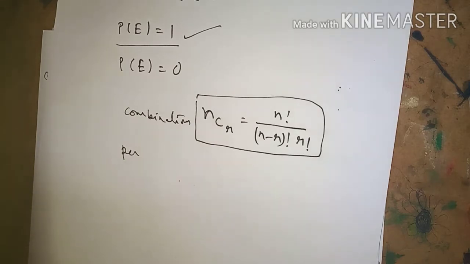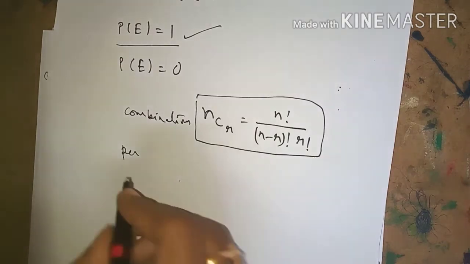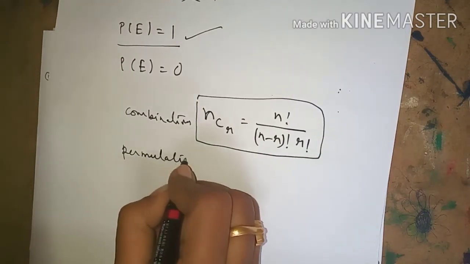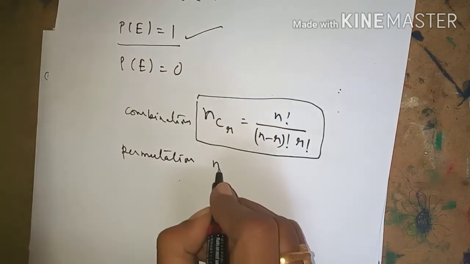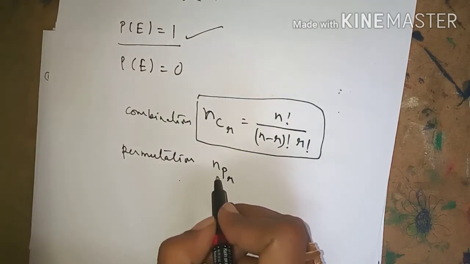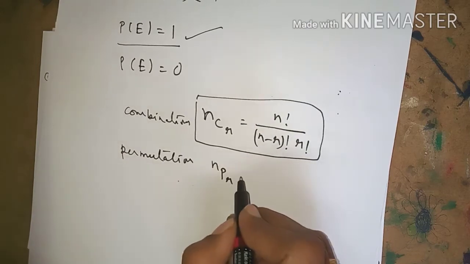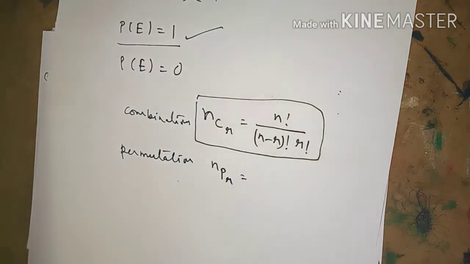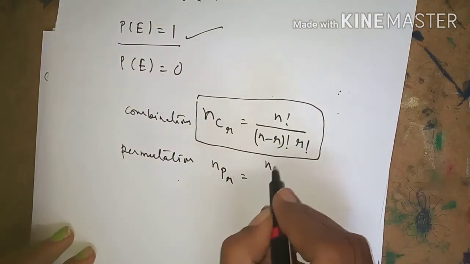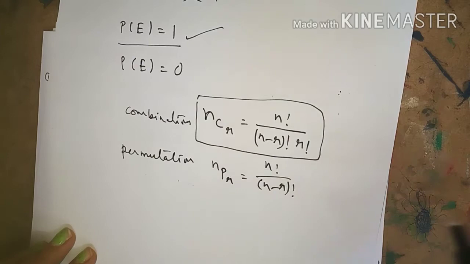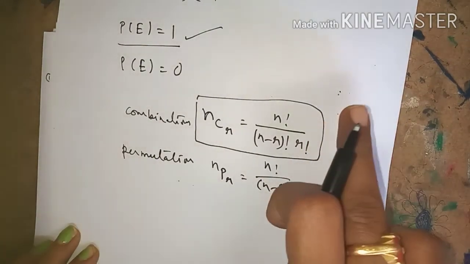When do we have to apply the permutations formula? Whenever you arrange something, whatever it may be, arranging books in a shelf, arranging flowers in a garland, arranging beads in a chain. Whenever you do arrangements, you have to use permutations. From n things, we are arranging r things in nPr ways. nPr is equal to n factorial by (n minus r) factorial. This is about permutations and this is about combinations.